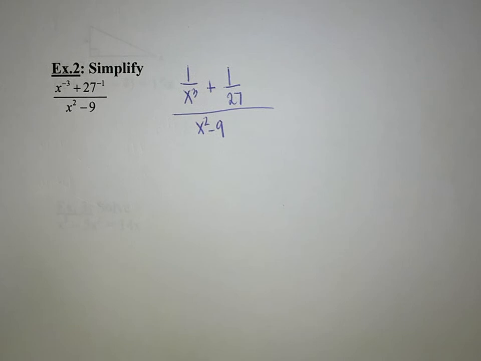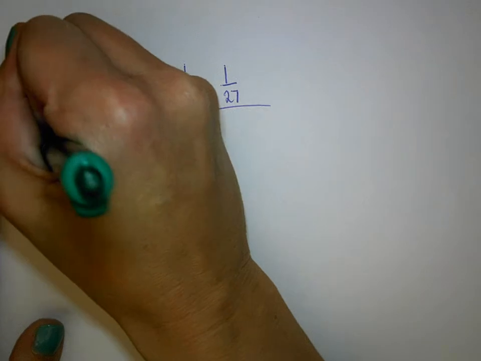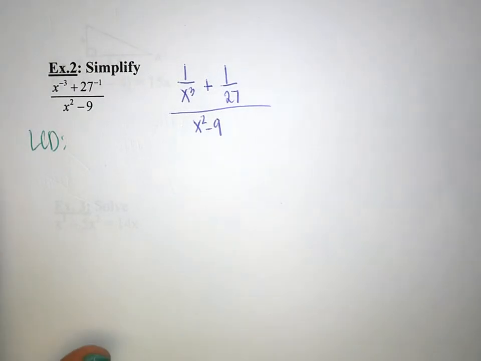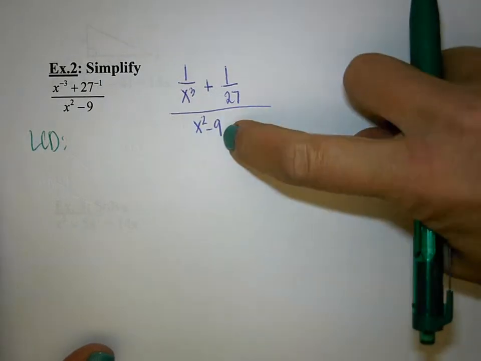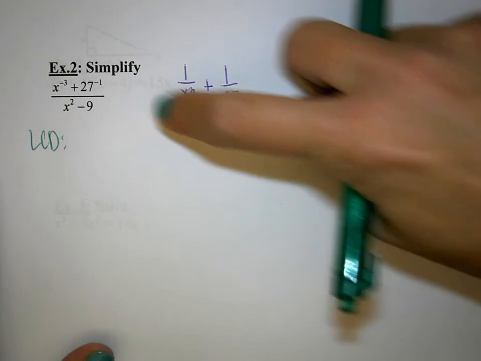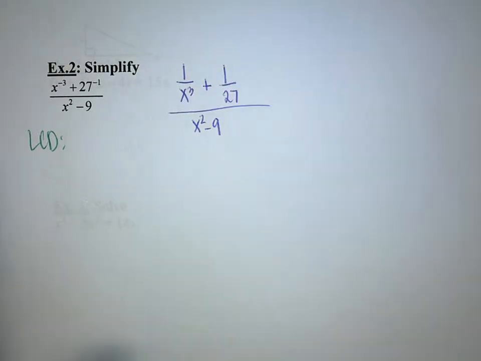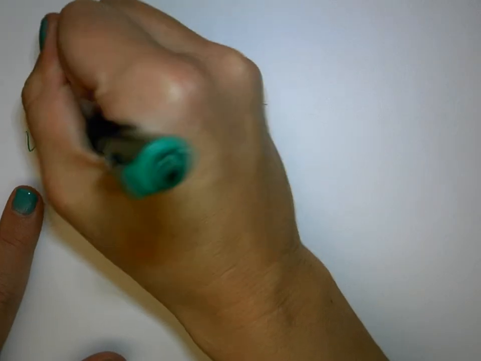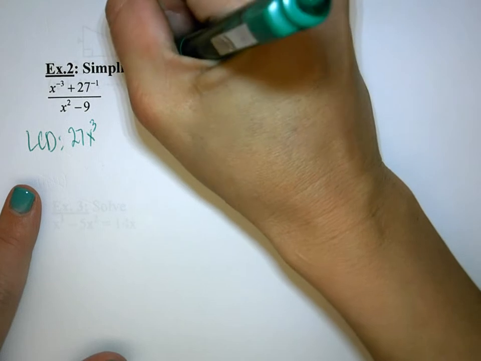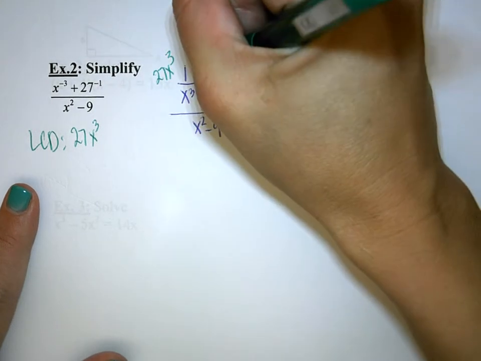Okay, now what's next? There's no like terms. Your LCD. What's my LCD? This one's not a fraction, right? So we don't have to worry about that. What's the LCD for this? 27x cubed. So 27x cubed to every single term.